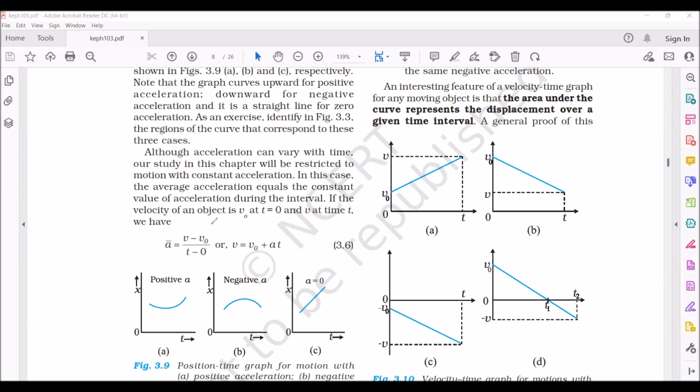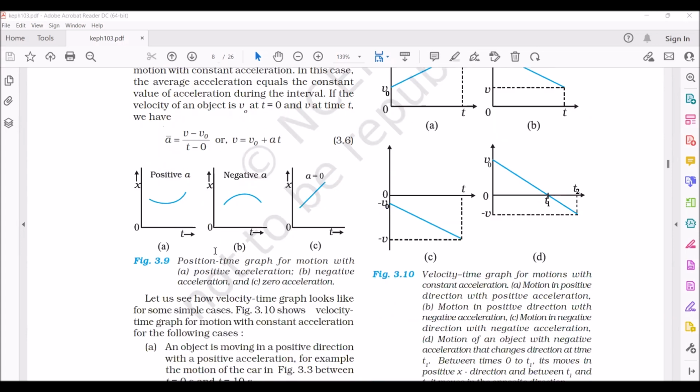For example, if the velocity of the object is v naught at the initial stage, meaning at t equal to 0, and the velocity is v at time t, then the acceleration, which is a vector, so a bar we have written, is (v minus v naught), final velocity minus initial velocity, divided by the time interval, final time minus initial time. So velocity v is equal to v naught plus a t, where a is the acceleration.